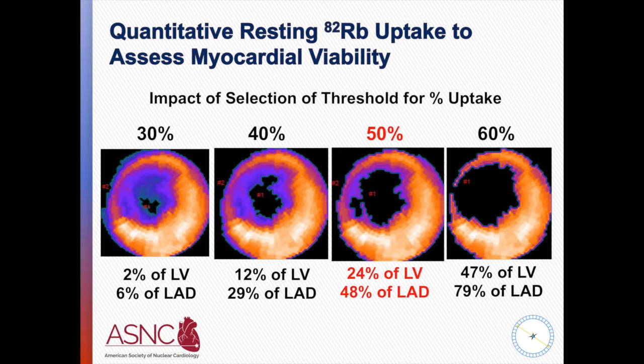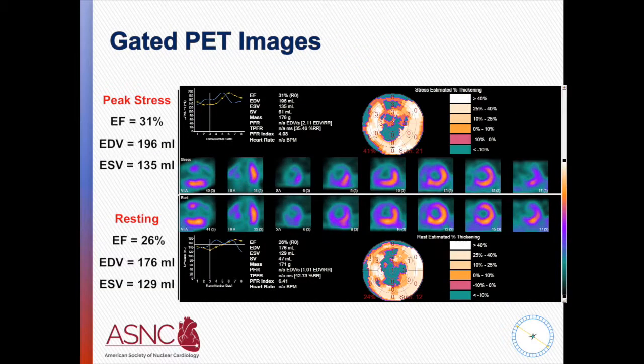The conventional threshold would be 50%, and as you can see in this column, we would estimate that 24% of the left ventricle is non-viable, and 48% of the LAD territory would be considered non-viable based on this threshold of resting rubidium uptake. So again, even after this type of assessment, there was still some uncertainty as to whether the patient would benefit from revascularization.